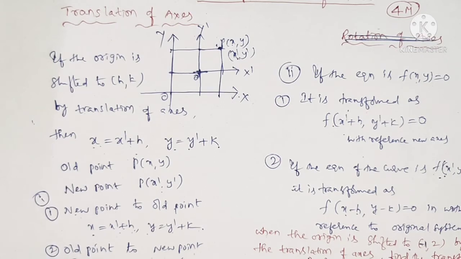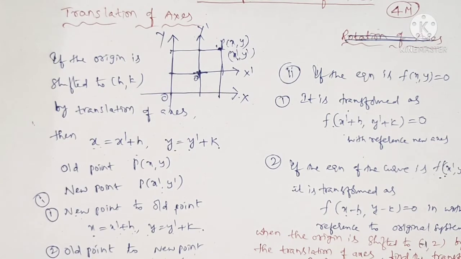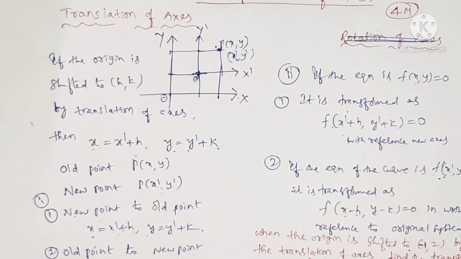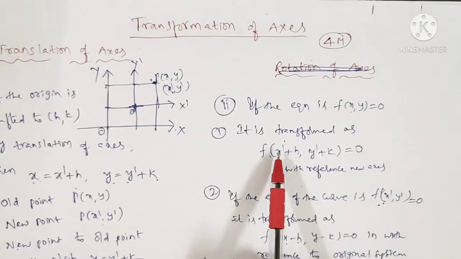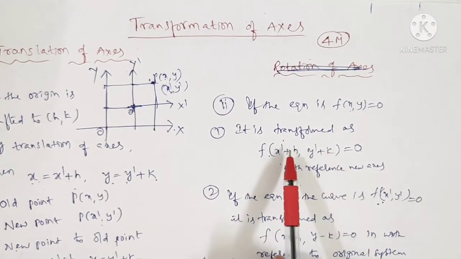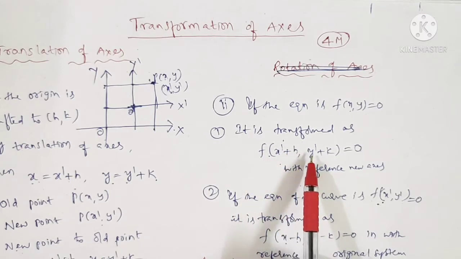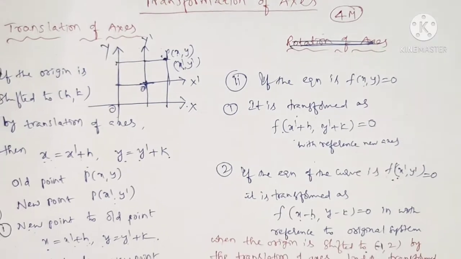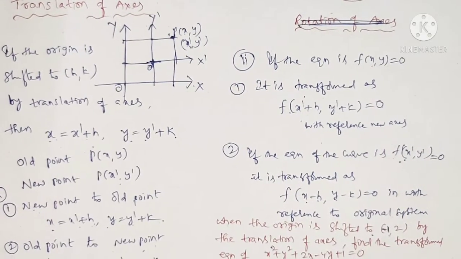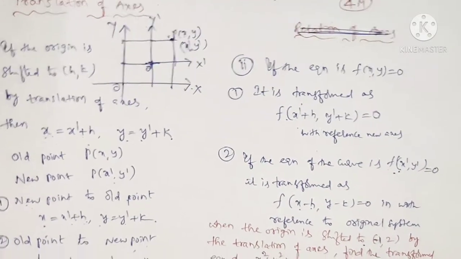If the old point is given and you want to find the new point, in the sense the coordinates of the point in the new axis, then x dash is equal to x minus h, y dash is equal to y minus k. And we have discussed the transformed equation in the case of translation of axis. Now based on this we solve two questions.